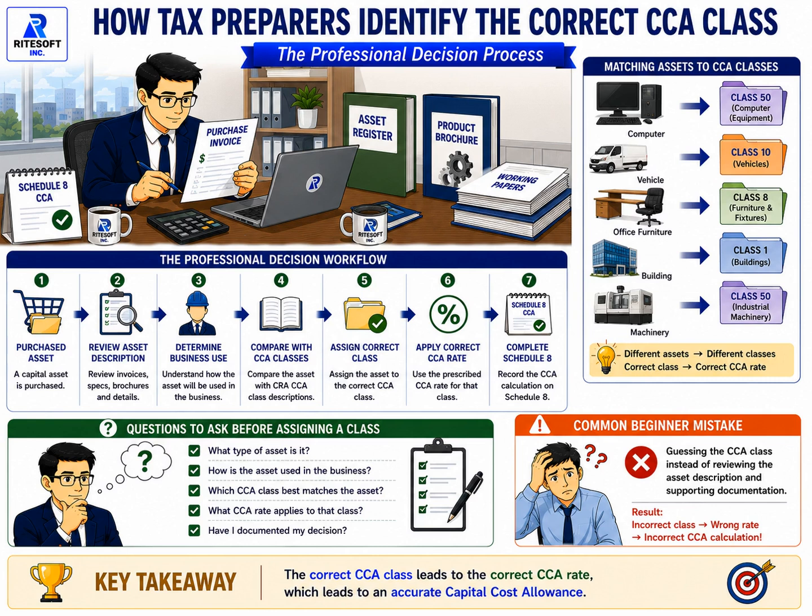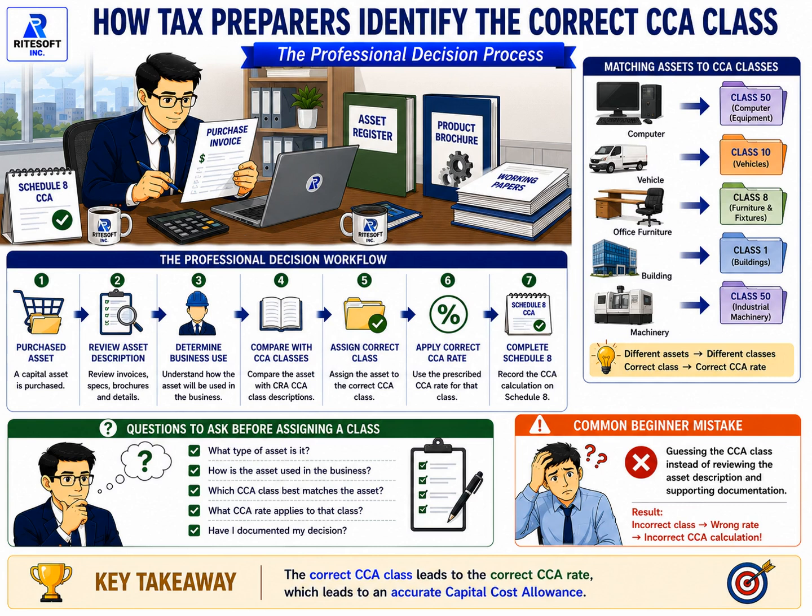One of the most common beginner mistakes is guessing the CCA class without reviewing the supporting documentation. If the wrong class is selected, the wrong CCA rate may also be used, resulting in an incorrect capital cost allowance calculation and potentially affecting future tax returns as well. That's why experienced tax preparers rely on documentation rather than assumptions. They review purchase invoices, product information, asset descriptions, and other supporting records before assigning a CCA class.